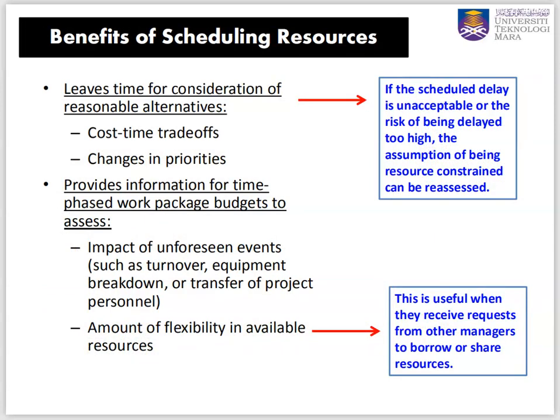These are some of the benefits of scheduling resources. It leaves time for consideration of reasonable activities, cost time trade-off, change of priority. If the schedule delay is unacceptable or the risk of being delayed is too high, the assumption of being resource constrained can be reassessed. This is what we call a time constraint, cannot delay. Then we need to assess the resources.